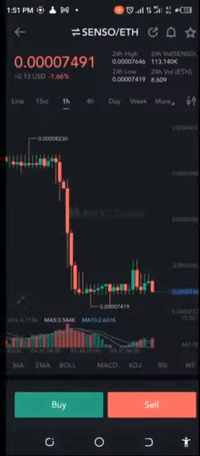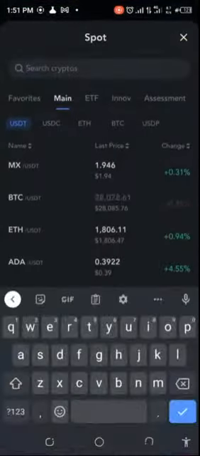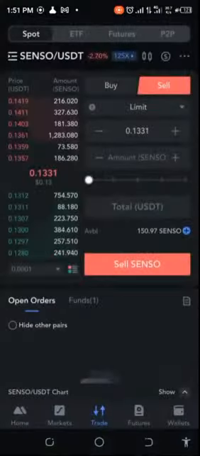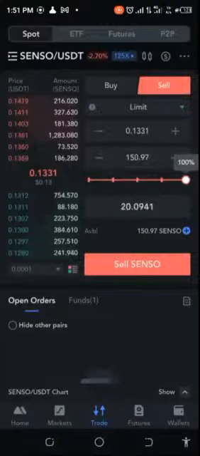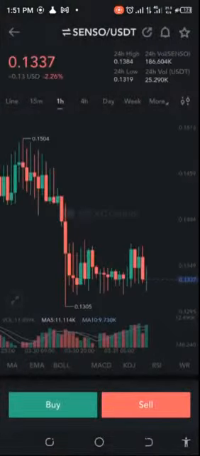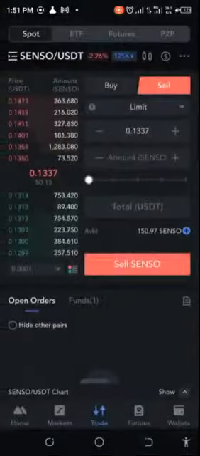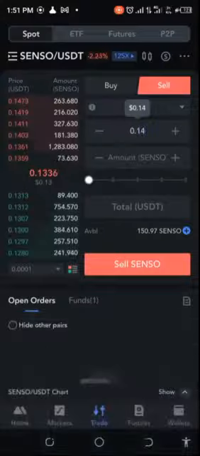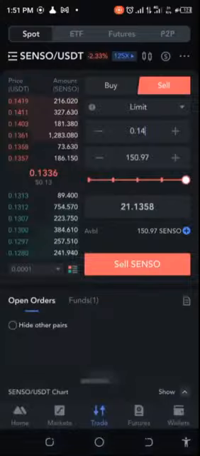So if I go back to my Senso USDT, one or two things could happen. If I try to sell back to USDT, let's see. It's really gone low. What's going on here? Okay, it's really, really low. Well, what I could do is to actually set a sell limit. If I set it to 14, what would that give me?